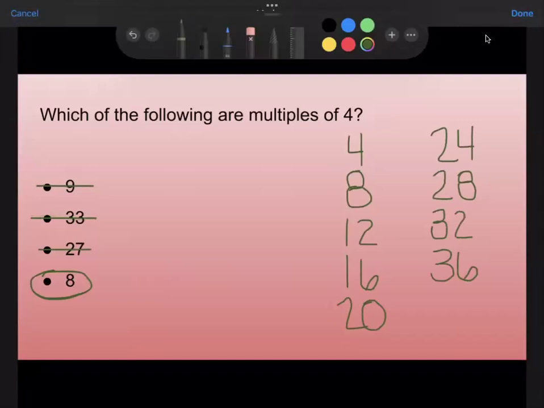So you can see either way works. You can either think about 4 times 1, 4 times 2, and so on, or you can do the adding 4 to each number and getting a skip counting list.